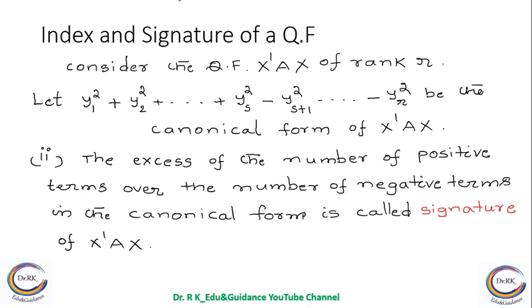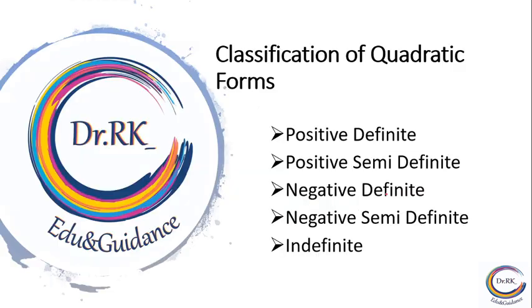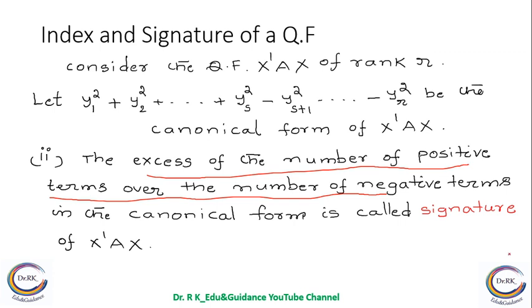This is what we already discussed. What is the signature? The excess of the number of positive terms over the number of negative terms. That is s minus (r minus s), that is 2s minus r. That is what we call the signature of the quadratic form.